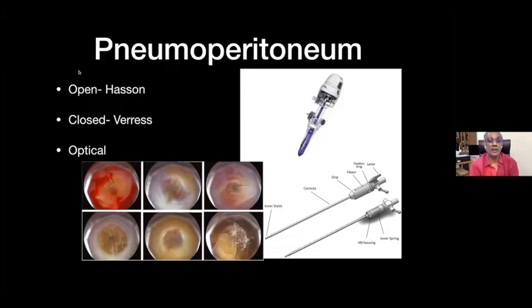So the optical trocar, usually we use for very obese people. You cannot hope to do an open technique of pneumoperitoneum in a very obese patient.